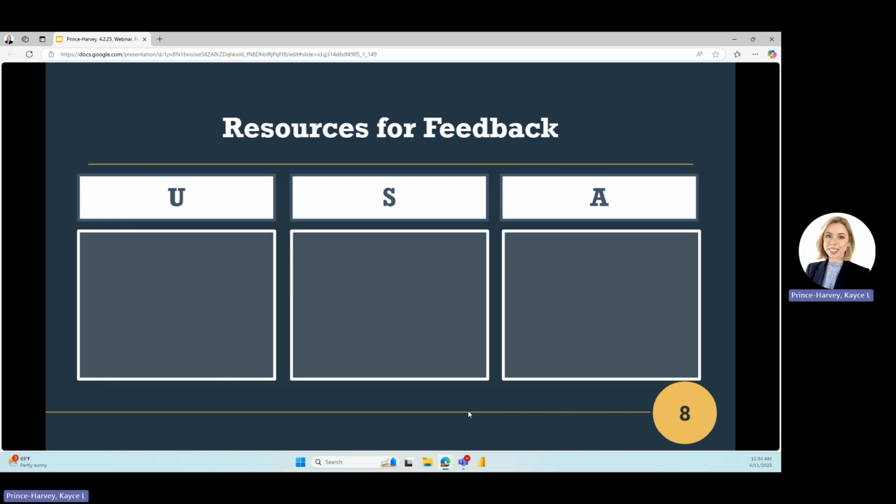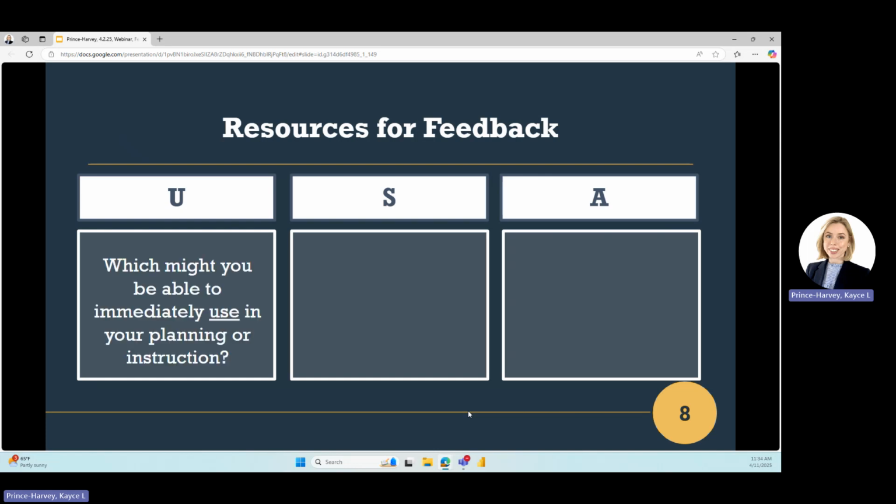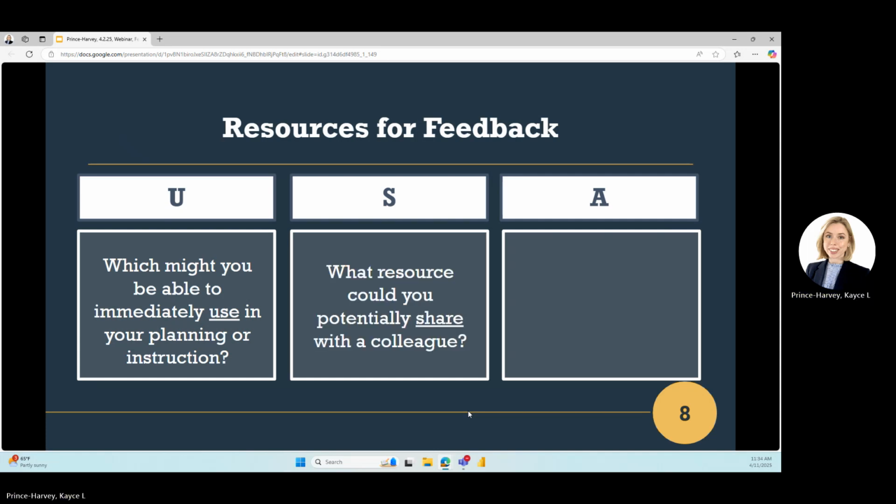As you review those resources at your pace, I ask that you reflect on which of those resources you might be able to immediately use in your planning and instruction. In other words, it immediately is applicable to your work. You would not need to make any sort of major adjustments, that you could just take that and immediately incorporate it into your current work. What resource could you potentially share with a colleague? So it may not apply to your work necessarily, but maybe you have a colleague down the hall who you know might benefit from seeing that resource.